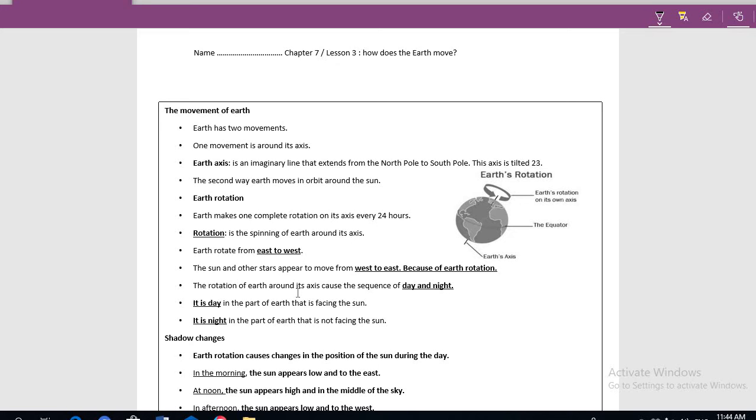Dear students, hope you are great. Today we are going to revise Chapter 7, Lesson 3, How Does the Earth Move? So let's start.